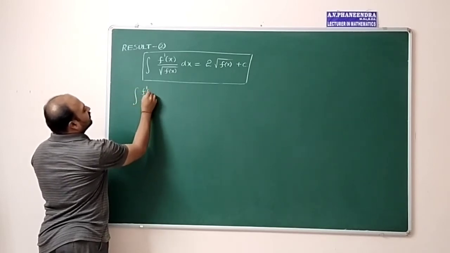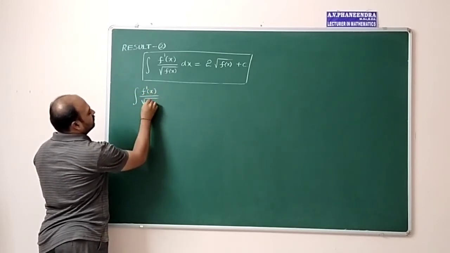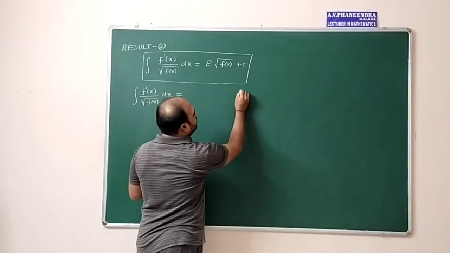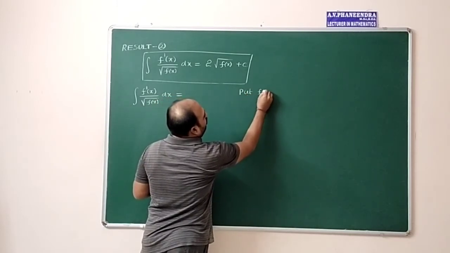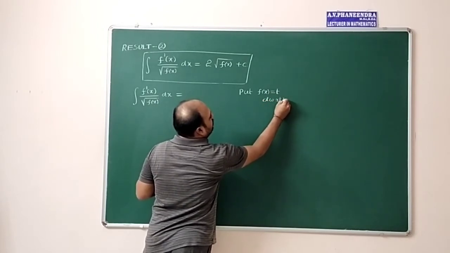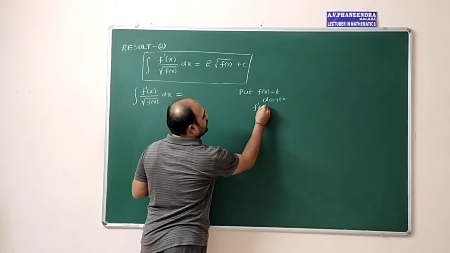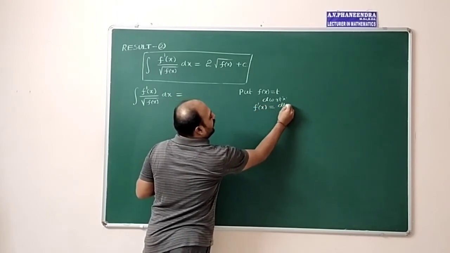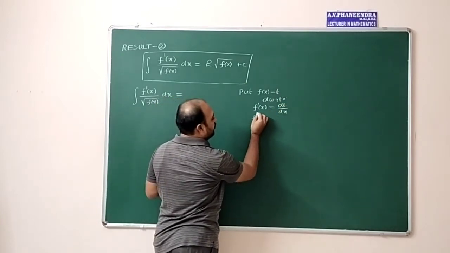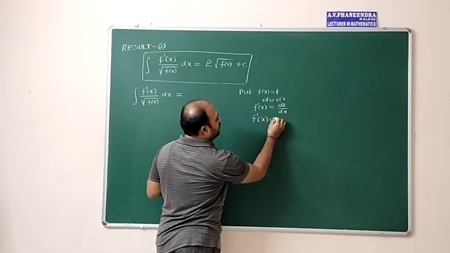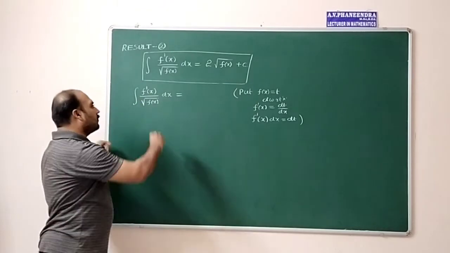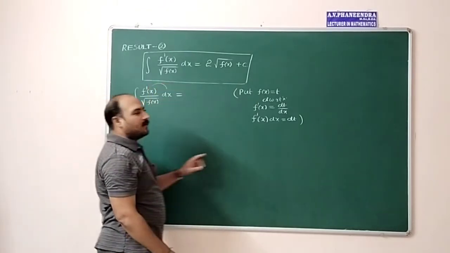Take integral f dash of x divided by root f of x into dx. Put f of x is equal to t. Differentiate with respect to x. f dash of x is equal to dt by dx. Cross multiplying, f dash of x into dx is equal to dt. Now in place of f dash of x into dx, you have to replace it with dt.